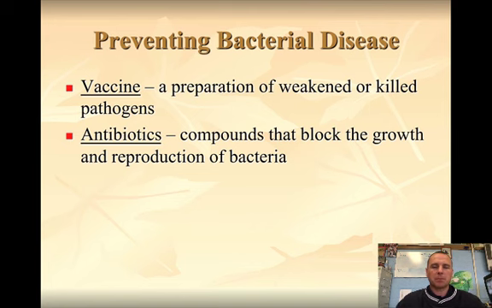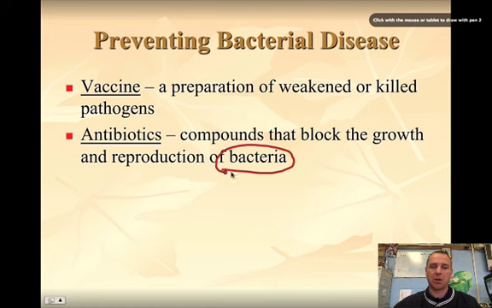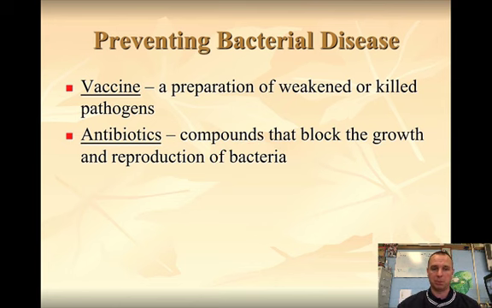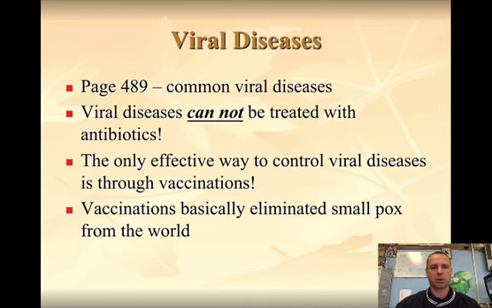Now, usually our body defeats things by producing antibiotics. If you'll notice the definition of antibiotic, it's a compound that blocks the growth and reproduction of bacteria. Now, that's kind of strange. It doesn't say viruses, simply bacteria. Antibiotics only work on bacteria. So that's important when we go to the next one.